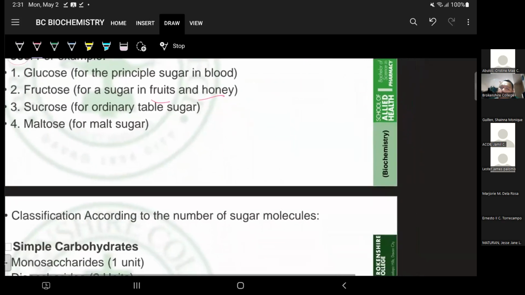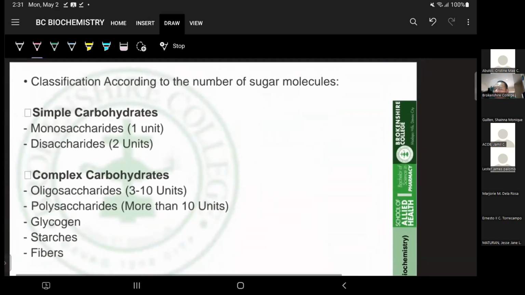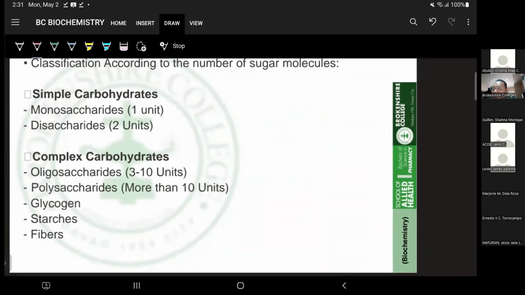Okay, classification of your carbohydrates according to the number of sugar molecules. We can classify them based on the number of connecting sugars. Pag sinabing simple carbohydrates, we have your mono and di. Pag sinabing mono, it has one unit. Pag disaccharide, it means two units of monosaccharide. Okay, one unit pag simple.